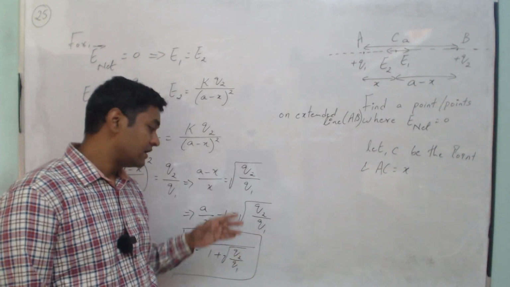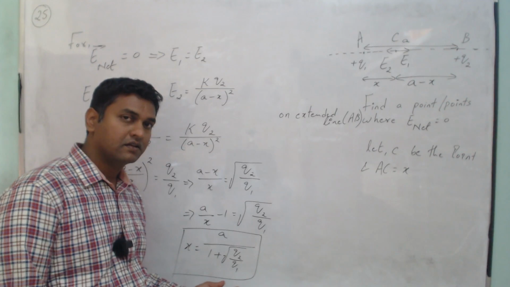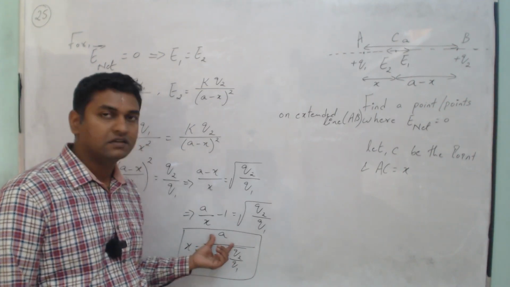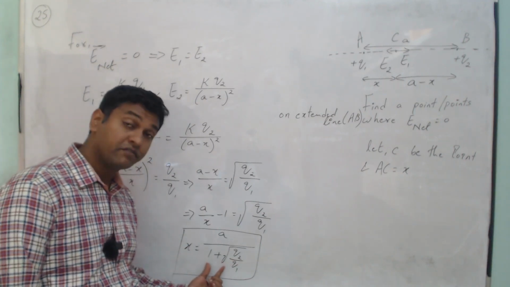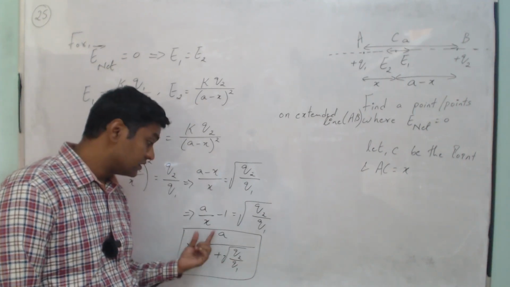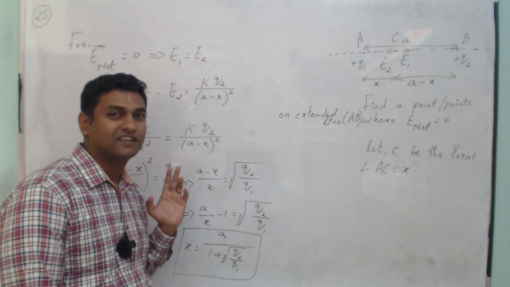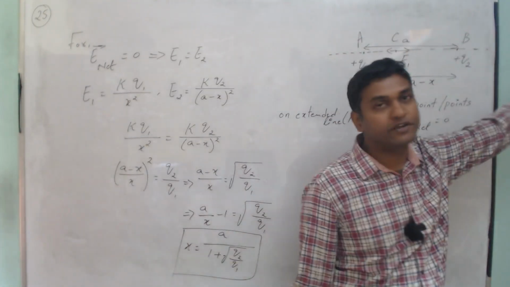Anything divided by less than 1, if it is between 0 and 1, then x will become greater than a. That distance can't be greater, because then x will cross the point b, which is not possible.